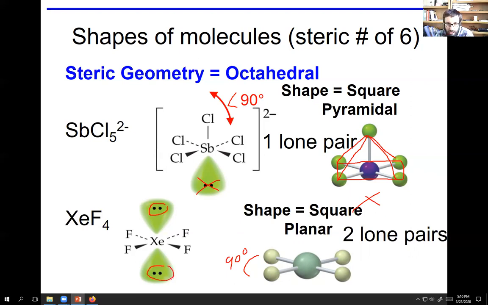Why is it exactly 90 degrees and not less than 90 degrees? Well, again, this one would push down that way. This one would push down that way. And they're going to push equally as hard. And so within this plane here, it's just going to be a perfect square. Okay.